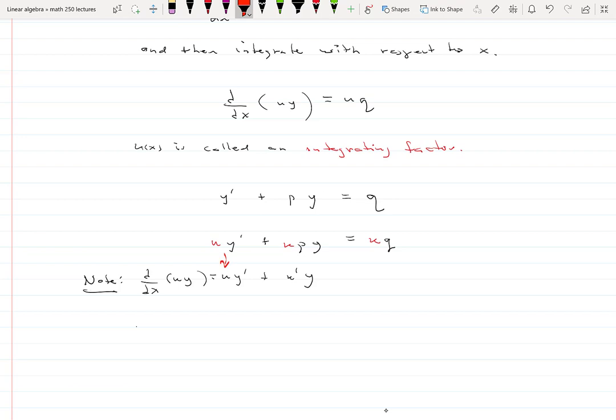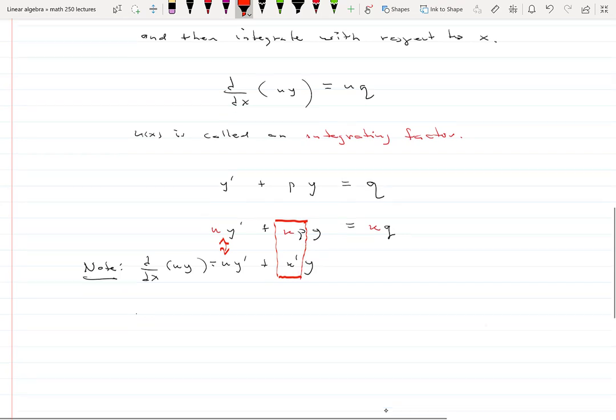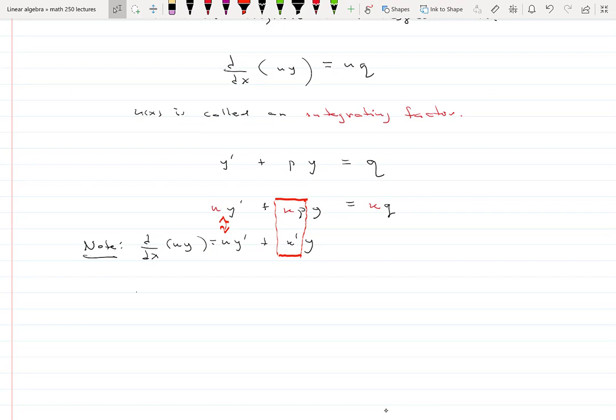Now, notice we have a matchup of some things. We have, or one thing at least, u y prime matching up nicely. In order for this u to satisfy what we want it to satisfy, that is that we can collapse the left-hand side of the differential equation into the derivative with respect to x of u times y, we're going to need that u prime that we choose has to be equal to u times p.